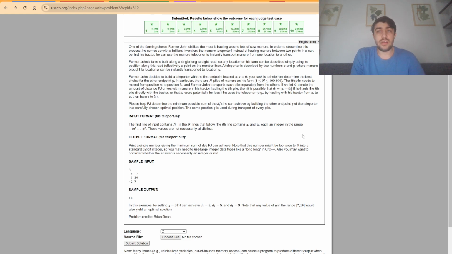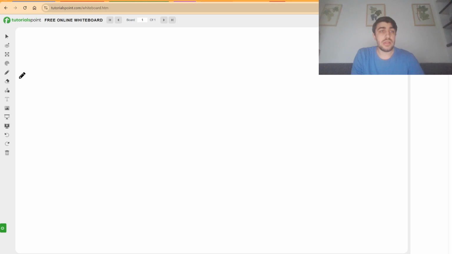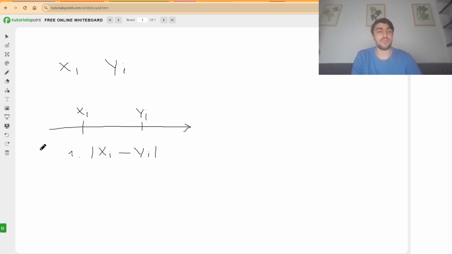Now, the first thing we need to do is to compute what would be the best option for a pair of points. So let's assume that we have xi and yi. And now, if we go from xi to yi, we will assume that xi is to the left of yi, but it doesn't matter that much. So if we are on a line axis, then we have xi here, yi here, and we can just go from xi to yi directly by using the absolute value between xi and yi. So this would be the first option.